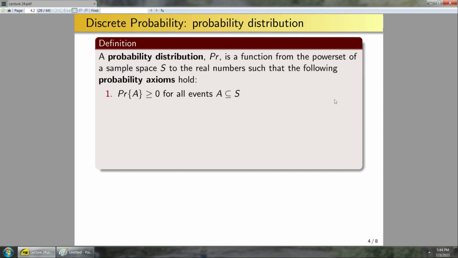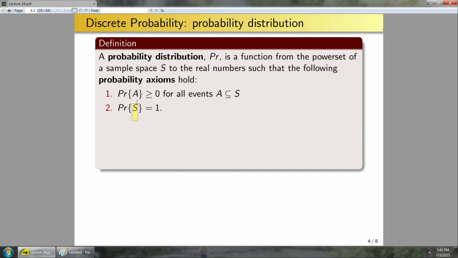Well, we want the probability of event A happening to be greater than or equal to 0 for all events A in S. So for any given event, it has a non-negative probability. Next, I want the probability that S happens to be 1. So again, S is the sample space. We also call it the certain event.